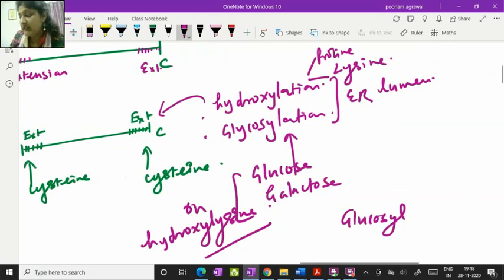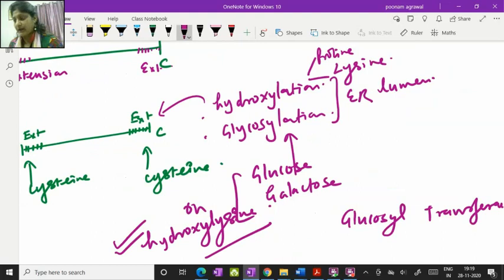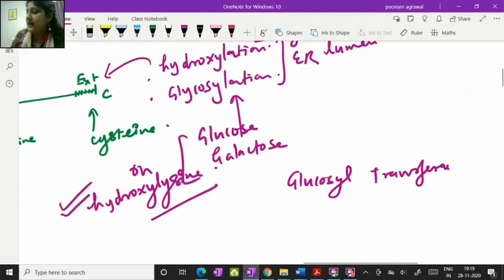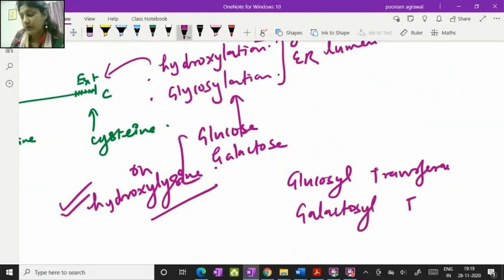So we have these modifications taking place in the ER lumen itself, where procollagen undergoes hydroxylation first, and once it is hydroxylated and we get hydroxyproline and hydroxylysine, some of the hydroxylysine then gets modified by glycosylation with the help of the enzymes glucosyl transferase and galactosyl transferase. As I have told you, this whole process takes place in the ER lumen itself.